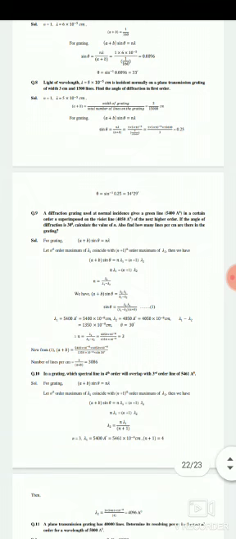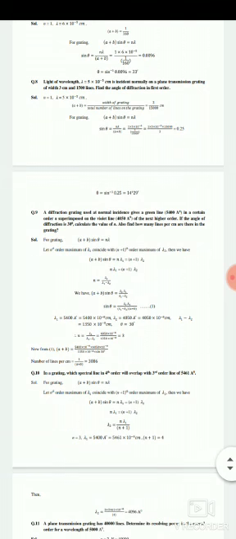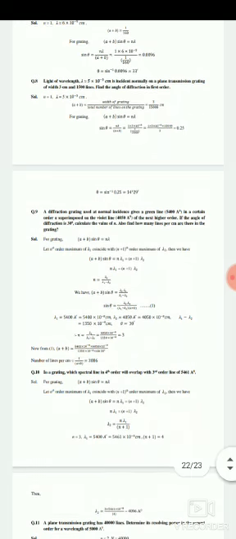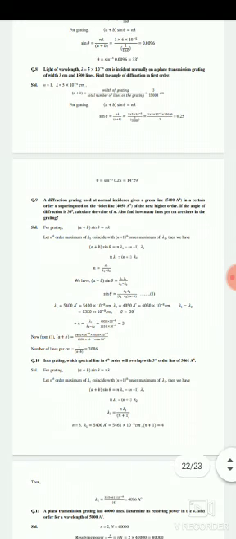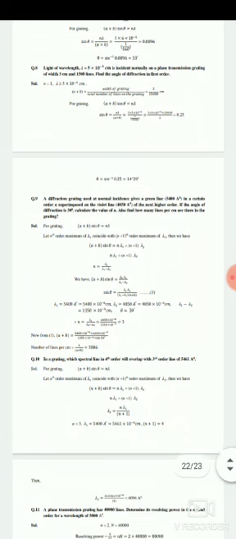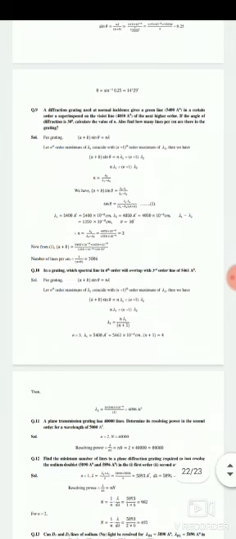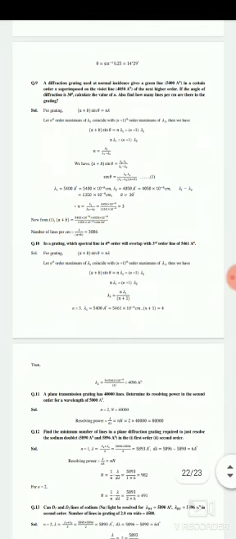is 15,000 here. Now applying the grating equation, (a plus b) sin theta is equal to n lambda, and sin theta is equal to n lambda upon (a plus b). Putting all the values, we have calculated theta here. Now question number 9.